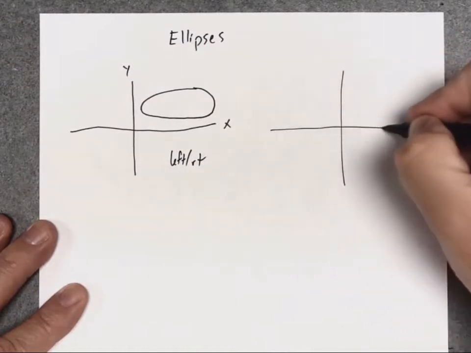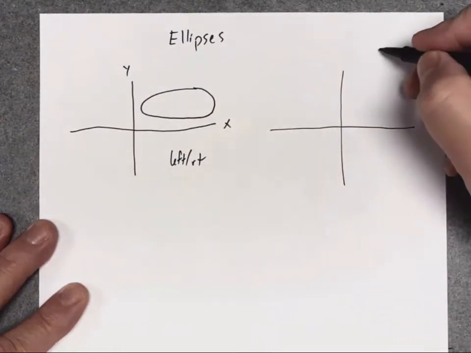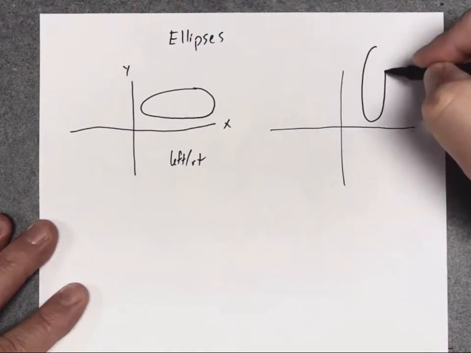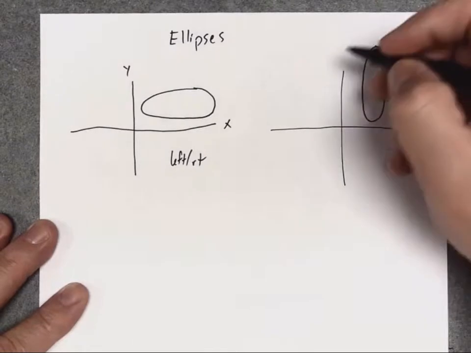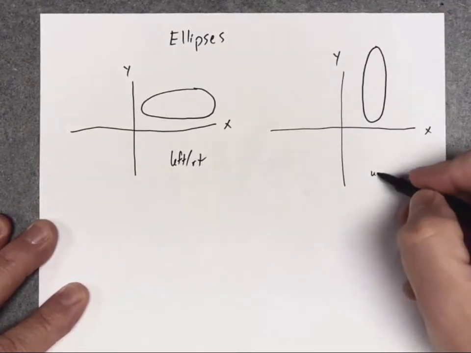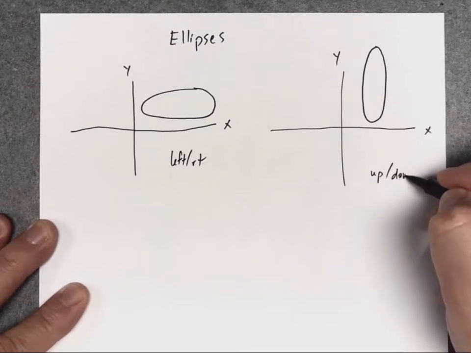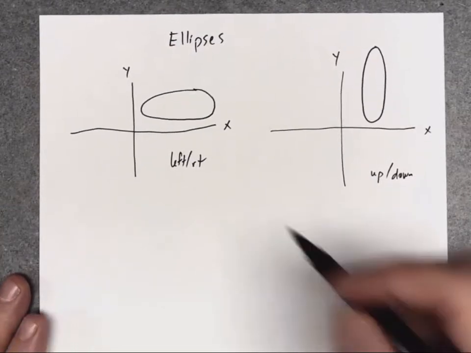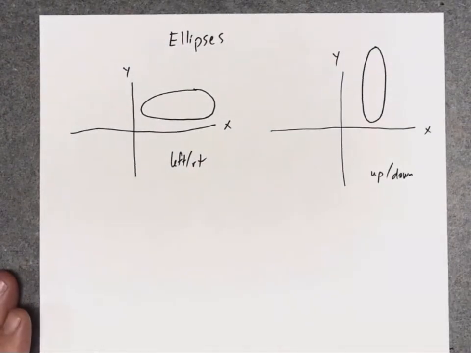The other kind of ellipse we can have is what I'll call, okay, that ellipse looks a little better. This I like to call sort of an up-down ellipse. Now let me give you some definitions from looking at these pictures.